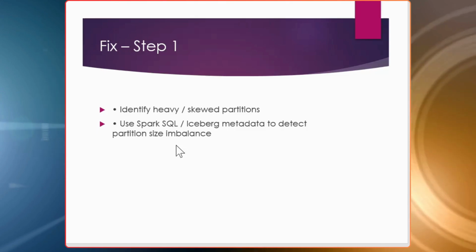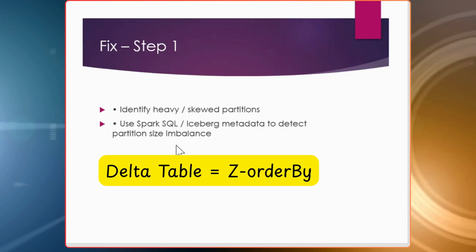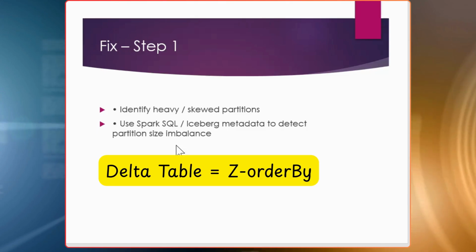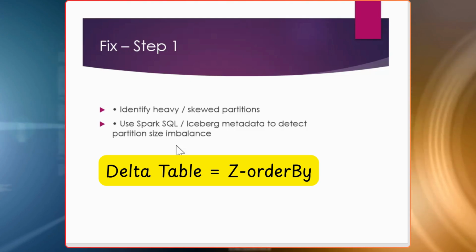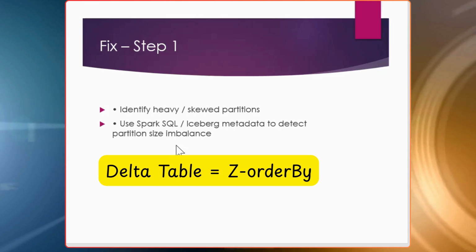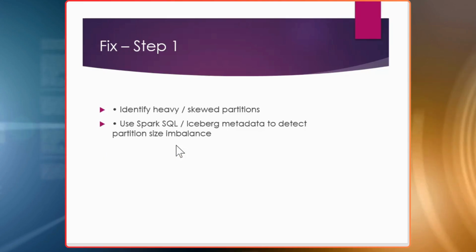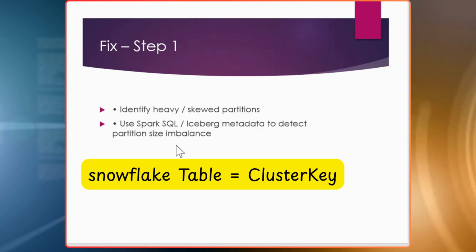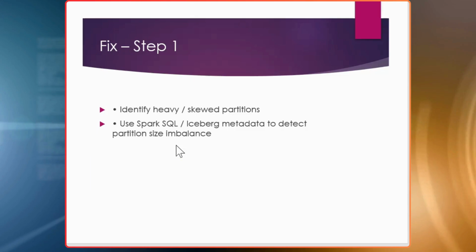So to solve this kind of problem in a Delta table, we have the Z-order command available, so that we can group all the related data together, sorting inside the partition. And in the case of Snowflake, a similar concept, the clustering key, is available. In Iceberg, we do not have those concepts. Instead, we have to sort the data within the partition and store it.